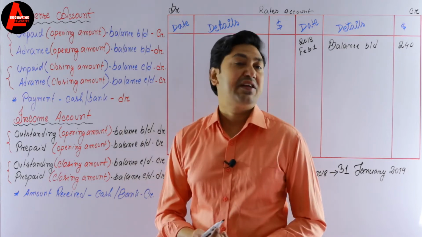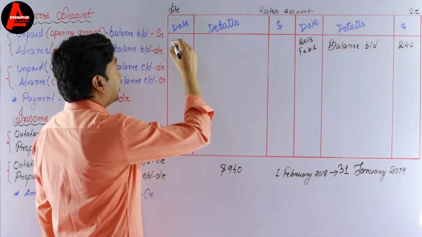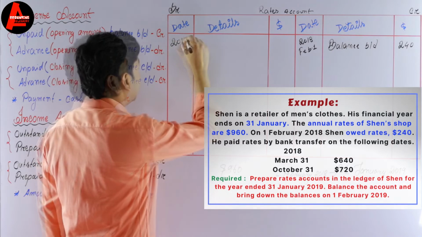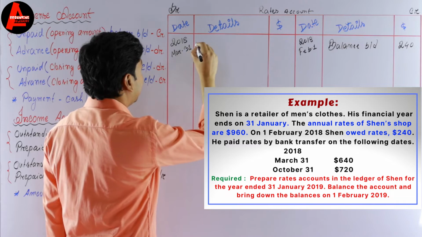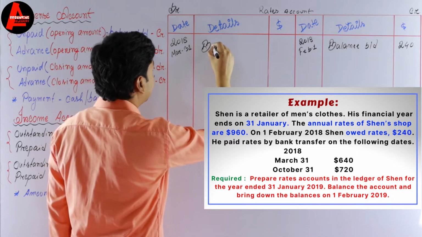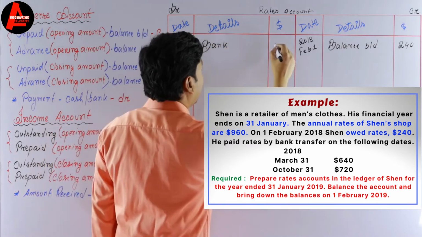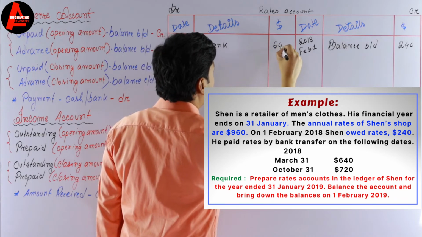So let us write here on the debit side, date first, 2018 March 31st. Okay, so we will write here bank. So the amount is here $640.